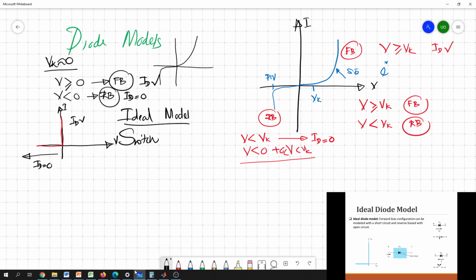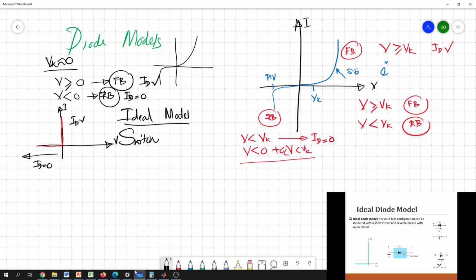So this is basically equivalent to a switch. Once you apply a voltage, you can see current flow through the circuit. If you apply a negative voltage, then you don't see any direct current, so it's an open circuit. So how do you model this one? This is the VI characteristic of the ideal model.